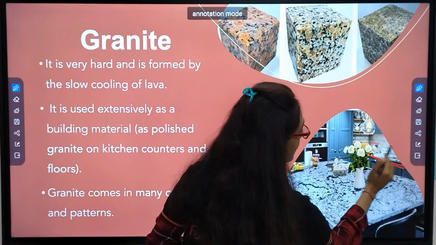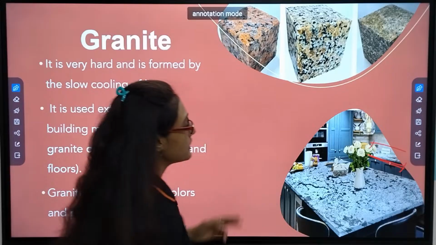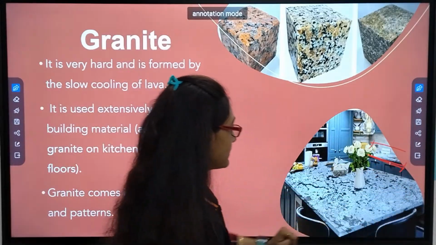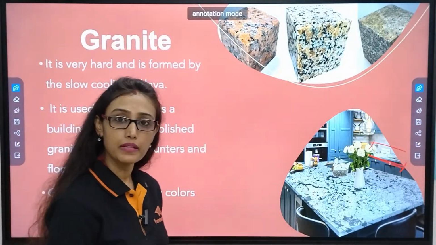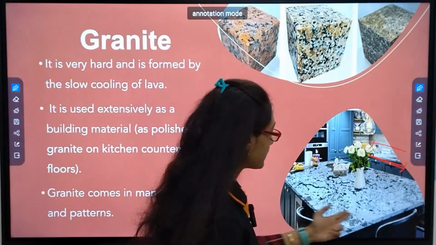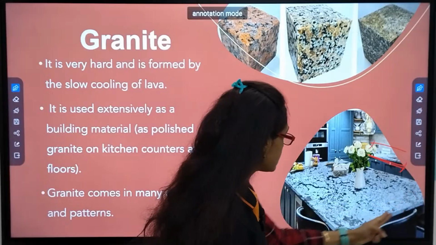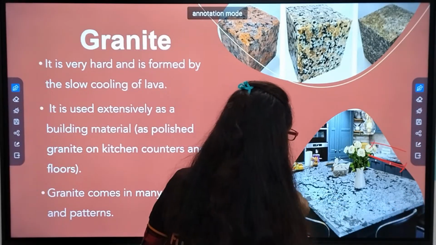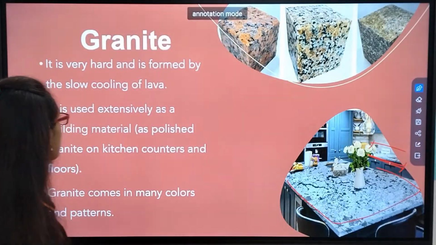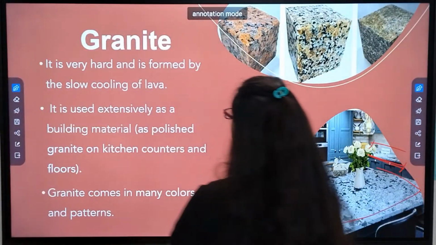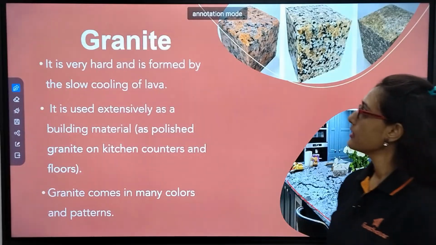This is the area where your mom cooks food. This is made up of granite. Again, in some people's houses, the floors are made of granite. This table is made up of granite, which is igneous rock. Now let's read something about granite.